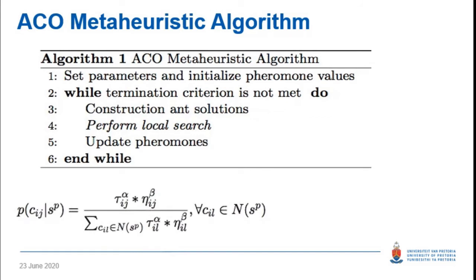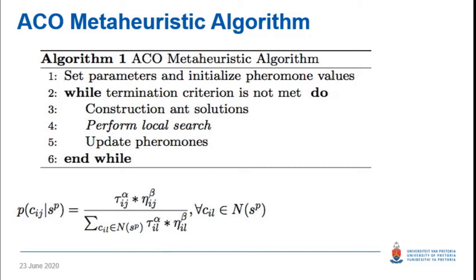If we look at the equation, the c_ij stands for a solution component, and that's for s to the power p. The s to the power p represents the partial solution that's being created by the ant. Each time the ant traverses the graph and moves from one vertex to the next, it's building up this partial solution, which is essentially an empty set at the beginning, and then it adds components on. So this probability function is used to decide which component to add on next.